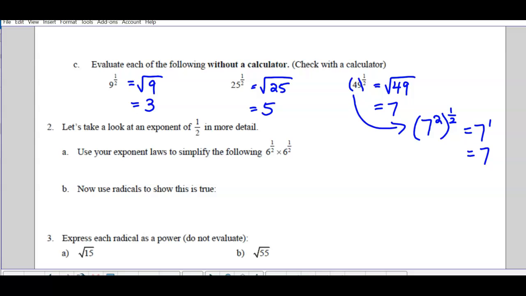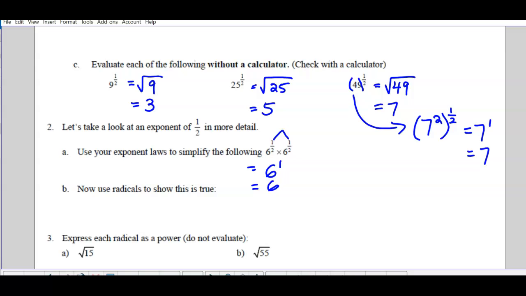Let's look at the exponent of 1/2 in more detail. Use your laws to simplify the following: 6 to the 1/2 times 6 to the 1/2. Multiply powers with the same base, you add the exponents. 1/2 plus 1/2 is a whole. That's 6 to the 1, which is 6.